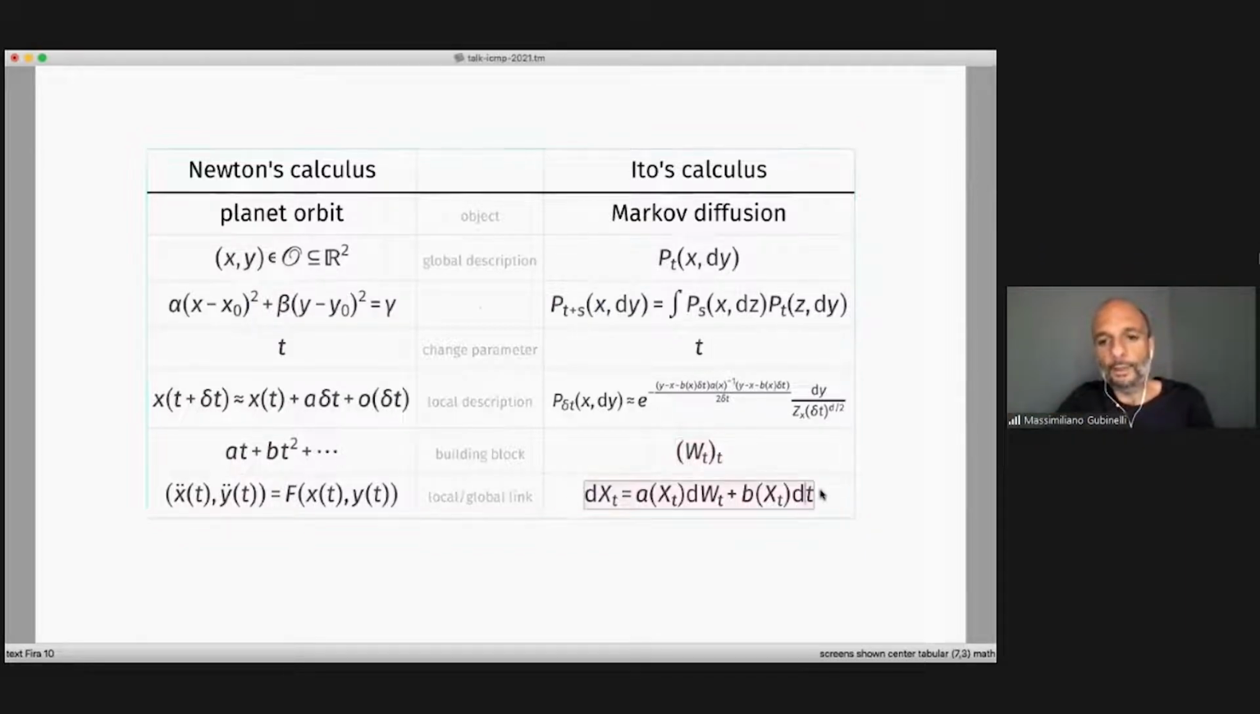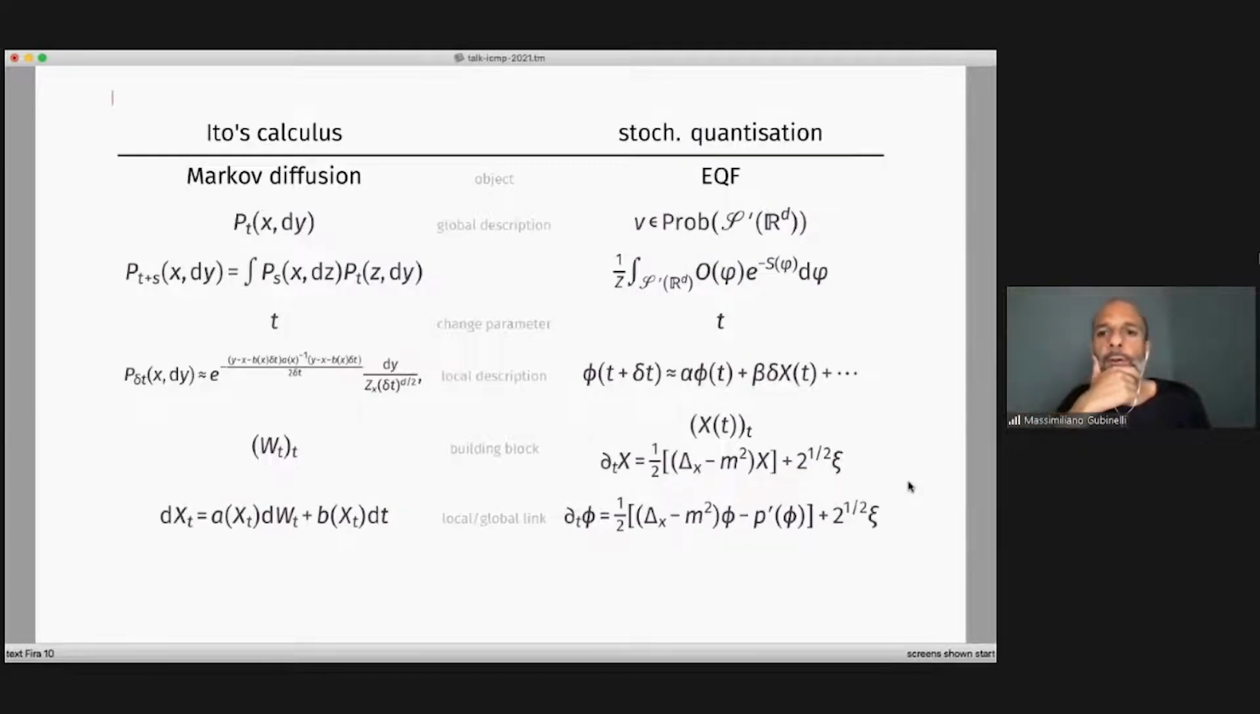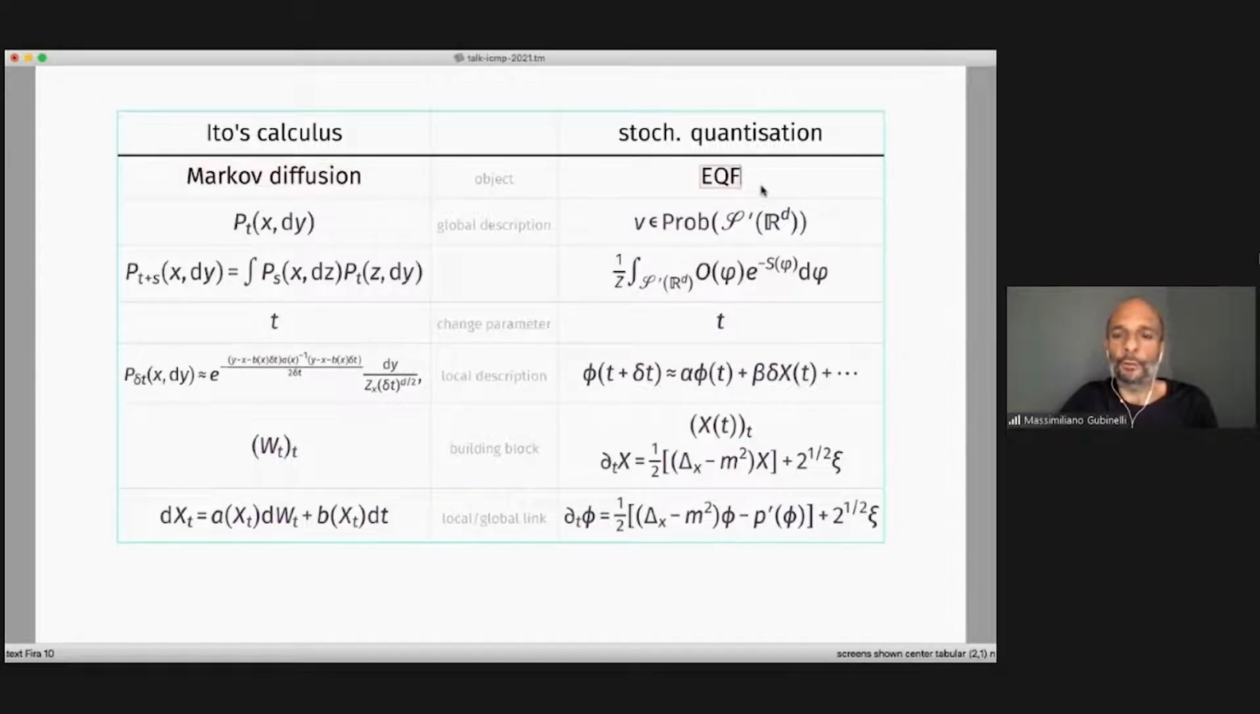And then you have the link, which is stochastic differential equations. Okay, so that's stochastic analysis, classical stochastic analysis, let's say. And now I want to make a parallel and interpret stochastic quantization as a stochastic analysis of Euclidean quantum field. So instead of a Markov diffusion, your object of interest is an Euclidean quantum field.